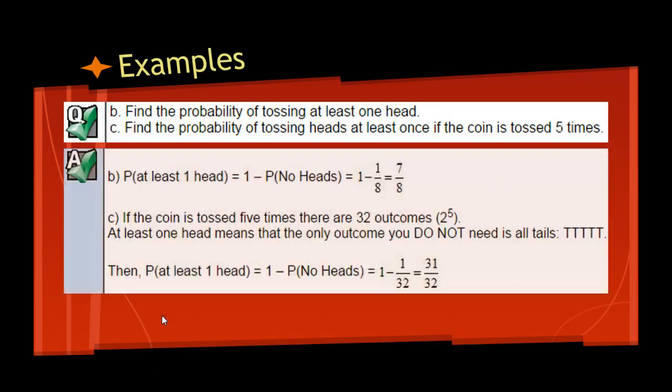So let's take a look at 2 other examples, and you'll notice that the first example goes right to the at least phrasing. Find the probability of tossing at least 1 head in 3 tosses. So the probability of tossing at least 1 head in 3 tosses is 1 minus the probability of tossing no heads in 3 tosses. So the probability of no heads is 1/8. So 1 minus 1/8 is 7/8. So the probability of tossing at least 1 head is 7/8.